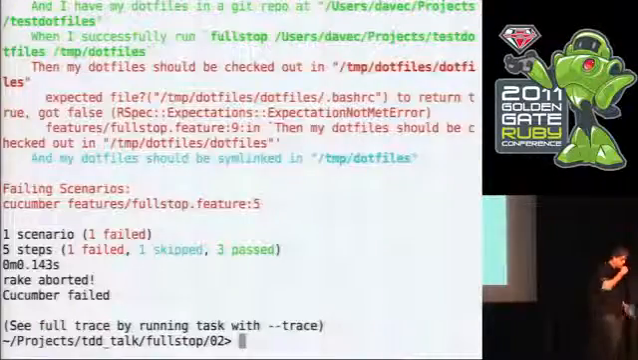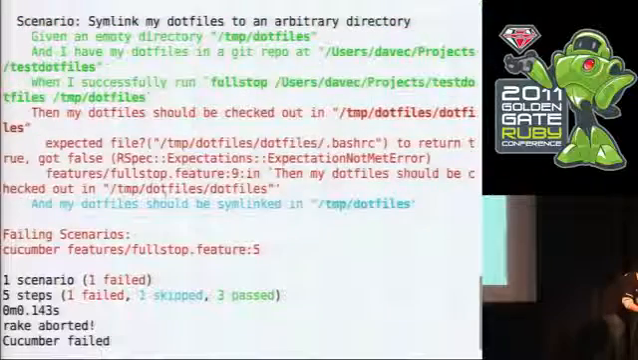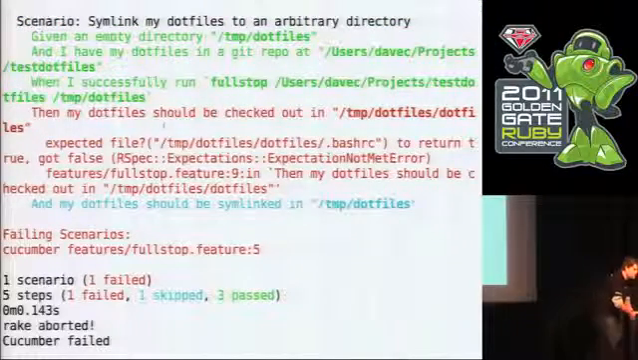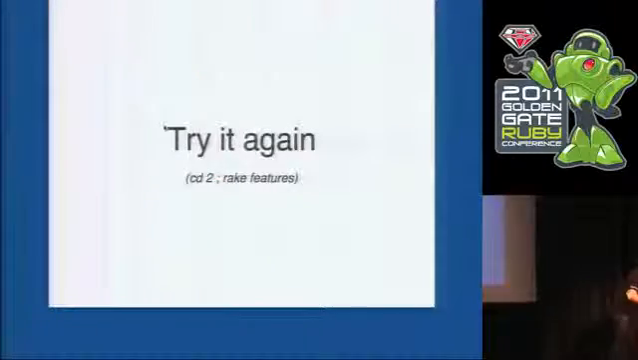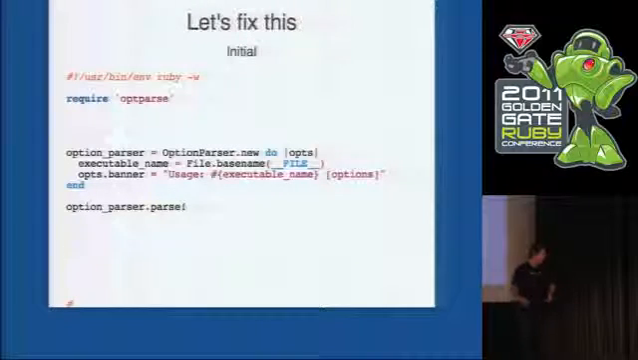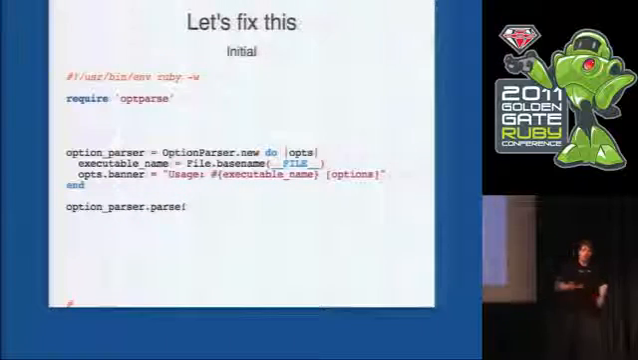So yes, okay, we got some red in there, and then my dot file should be checked out in temp dot files. Can't find the file .bashrc. Right? Not surprising because we haven't written any code. So cool, now we've got something to do. And now we don't want to implement the entire app right now. We have one thing that fails, so we just want to fix that one thing and see if we can get through that. So here's what Methadone generated, just a basic app that just says option parser setup.